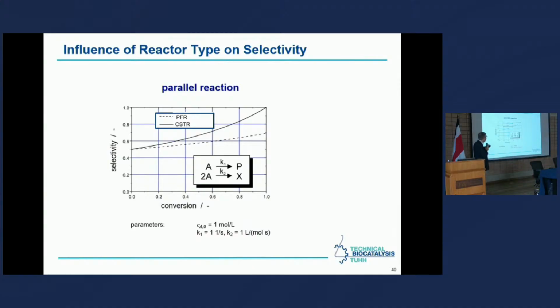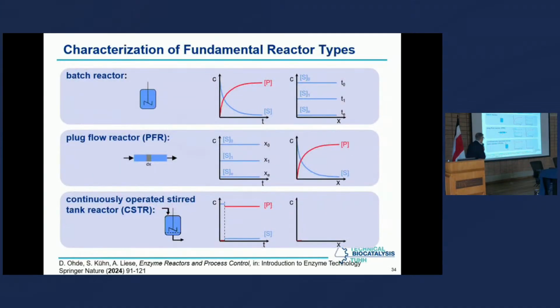So the CSTR is best. Why? Because in the CSTR, we have the lowest starting material concentration all over the time. In a batch reactor or a plug flow reactor, we always start at the inlet with the highest concentration of the starting material. In consequence, we will produce more side product in the beginning of the reactor, which we cannot get rid of anymore as it runs through. This is not happening in the continuous stirred tank reactor, because there we are at a very low level all the time with regard to the starting material.